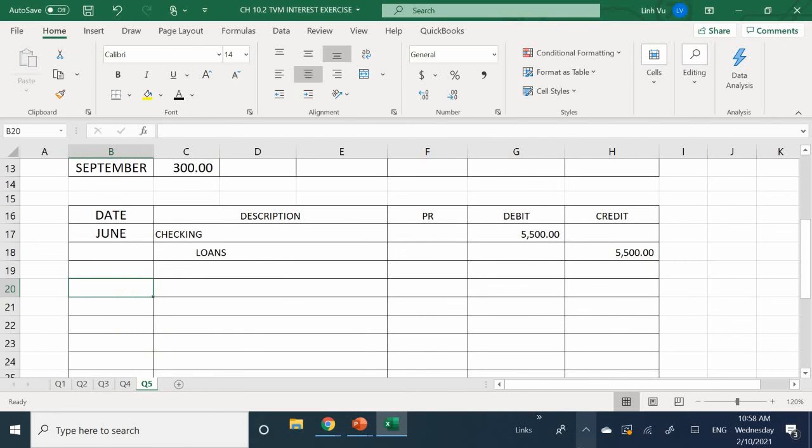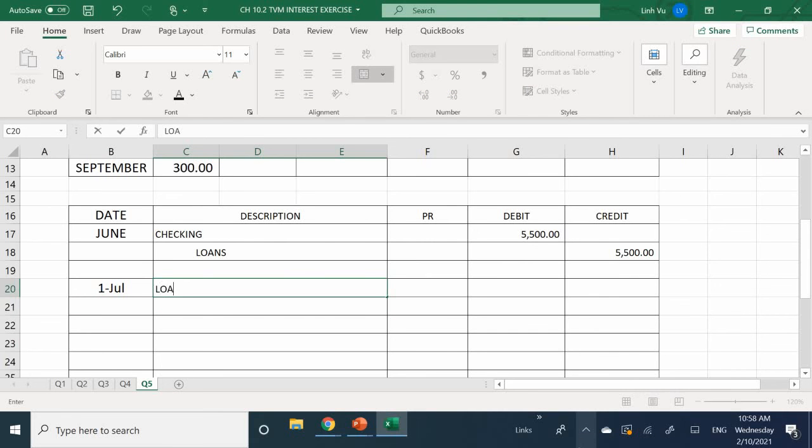So again, as I mentioned before, it's July 1st. And because I'm making a payment to my loan, I'm essentially trying to decrease my loan. But another thing I have to do is I'm also paying on top of the interest. So here you will have what's called interest expense.